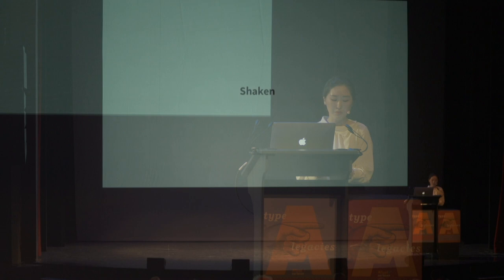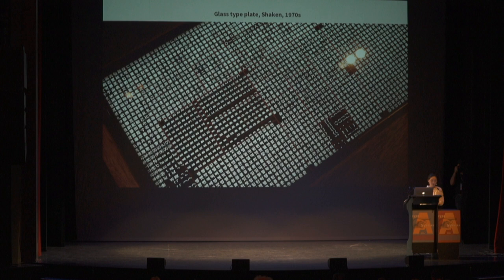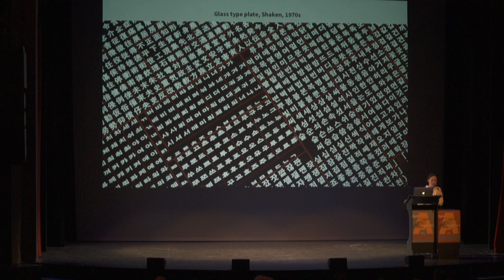In the case of Shaken, it was hard to find his drawings. But again, my Japanese type designer friends helped me a lot, and I got this. It's the glass type plate from Shaken, which works as a font in phototypesetting. So using the plate, I could blow up Shaken Hangul and print it to have a closer look. Then I compared these findings to the early digital typefaces, and I found they were similar to SM Jungmyeongjo.